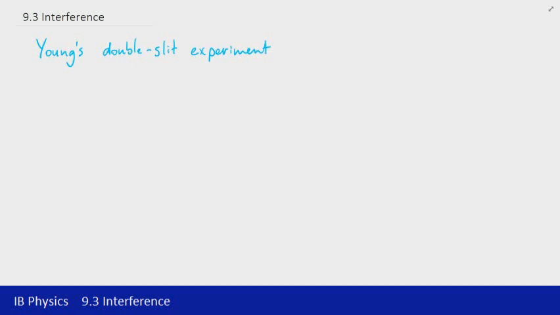In subtopic 9.3 we're going to look at interference of waves, and we're going to start off with Young's double slit experiment. We have already dealt with Young's double slit experiment in subtopic 4.4 on wave behaviour, so we'll link back into that and explain some of the ideas that underpin that experiment in a bit more detail, developing it further.